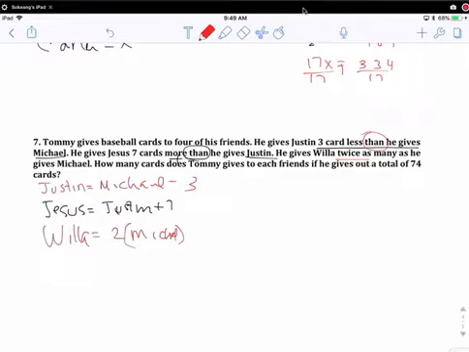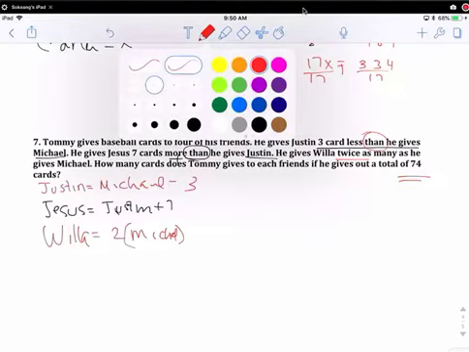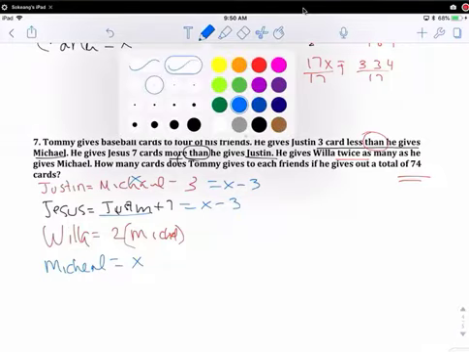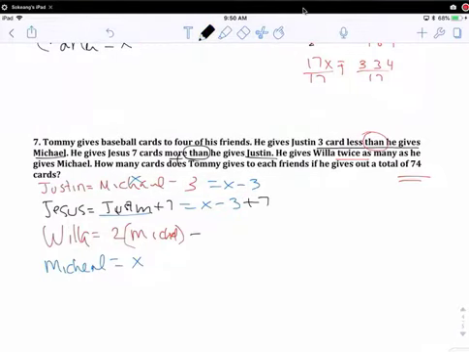Okay, how many cards does Tommy give to his friends? He gives a total of 74. Okay, whose name do we not see? Michael. We know nothing on Michael. So Michael is equal to x. So therefore x minus 3 for Justin. Justin then is right here, x minus 3 plus the 7. Michael's x here. It's 2x. Okay, this can be simplified to x plus 4.